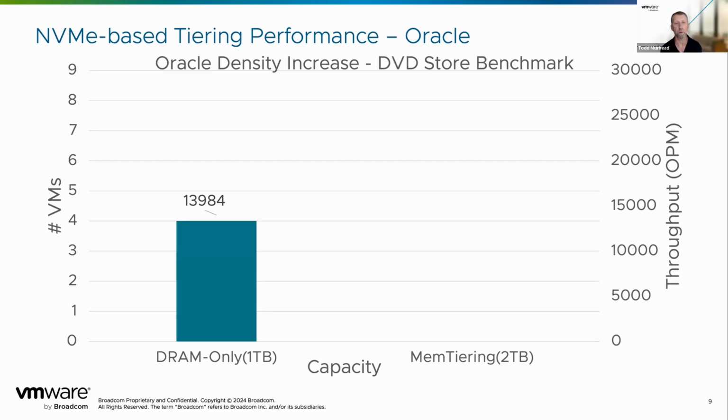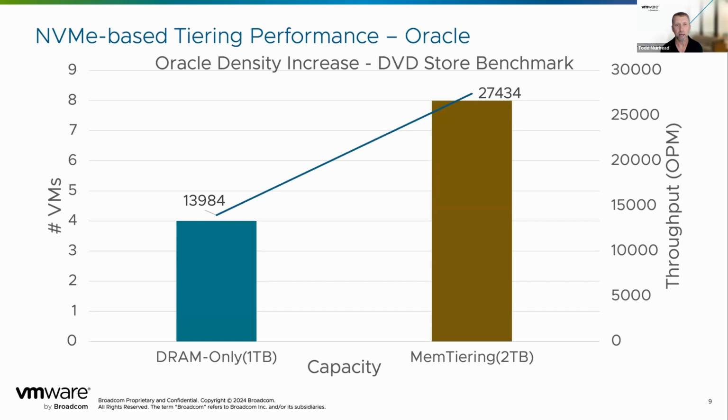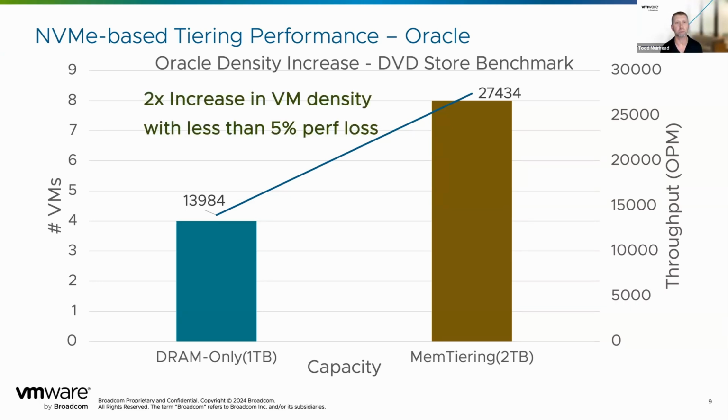I was able to run 4 VMs. Like I said, these are much bigger and achieved a throughput of 13,900. This is orders per minute. And then once we enable mem tiering and have now 2 terabytes, we're able to double the number of VMs. We saw performance scale almost linear from where we were. So 2x increase in VMs with a very small performance loss in terms of orders per minute, or the throughput of the databases in this case.